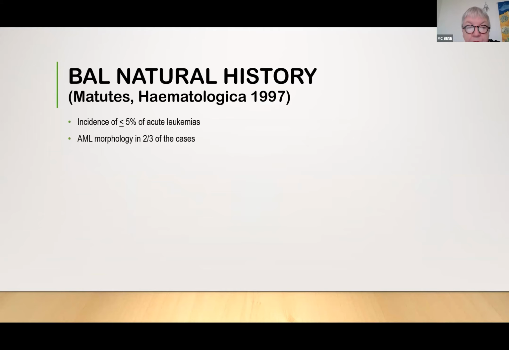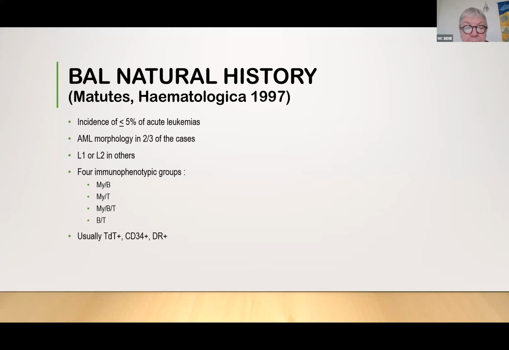It will have AML morphology in about 2/3 of the cases, L1 or L2 according to FAB in the other cases. And as I said before, there are 4 immunophenotypic groups: myeloid B, myeloid T, myeloid BT, and BT. Usually these cells express TDT, CD34, and HLA-DR. That's not going to give you much of a clue, but it's a feature. And they will have no specific chromosomal anomaly, but I showed you before that about 30% of the cases will have a Philadelphia chromosome, and that there was a frequent involvement of 11q23.